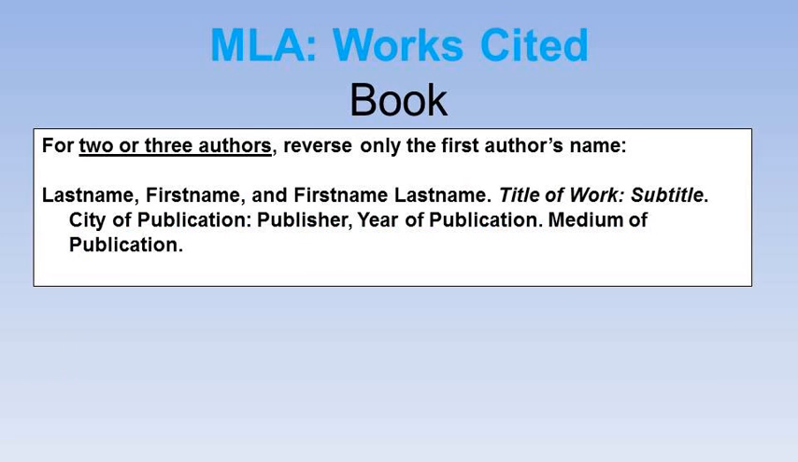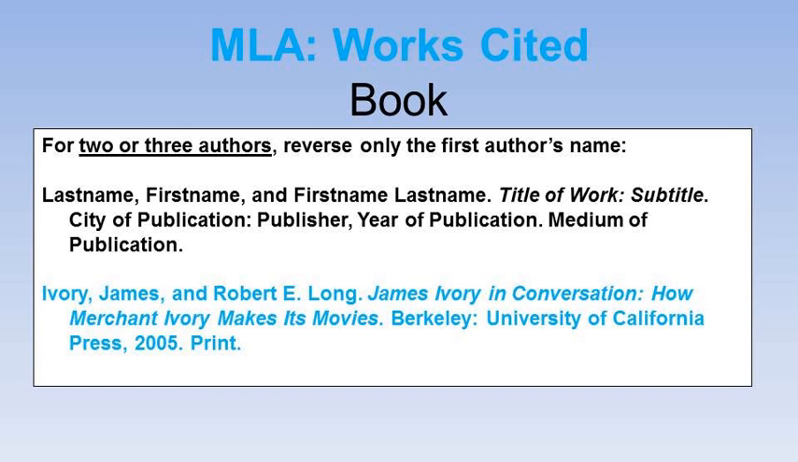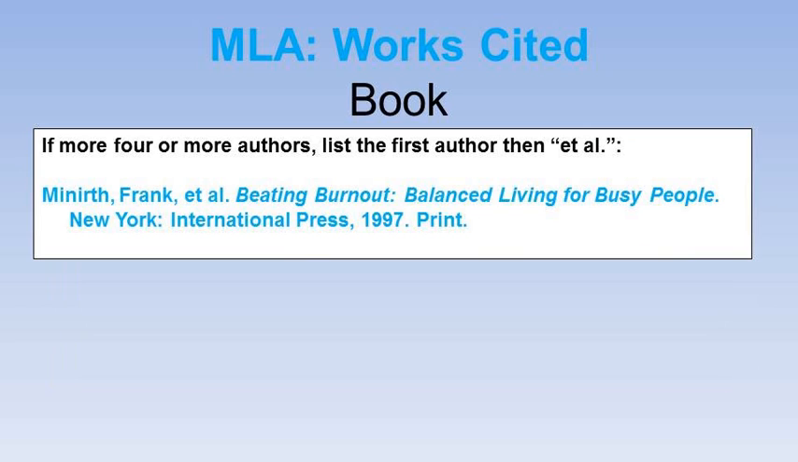If you have 2 or 3 authors, you invert the name of the first author, then put the other authors in regular first name, last name order. Here is an example. Ivory, James, and Robert E. Long, period. For more than 3 authors, you can list all their names following the previous example, or list only the first author and use et al. As in this example. Et al. is Latin for et alia, meaning all others.